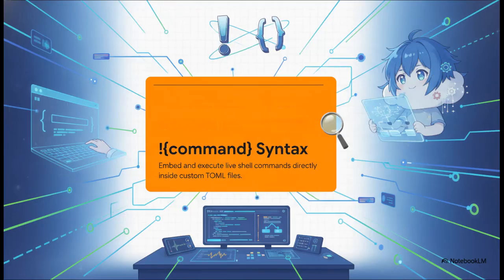The way we actually embed that shell command is by using a very specific syntax, an exclamation mark followed by curly braces. So by typing !{git diff --staged} inside your TOML file, you are letting Gemini dynamically see the exact current state of your project. It's no longer just a generic prompt. It's a prompt armed with live, real-time data from your local machine. This is exactly what enables Gemini to generate incredibly context-aware outputs.